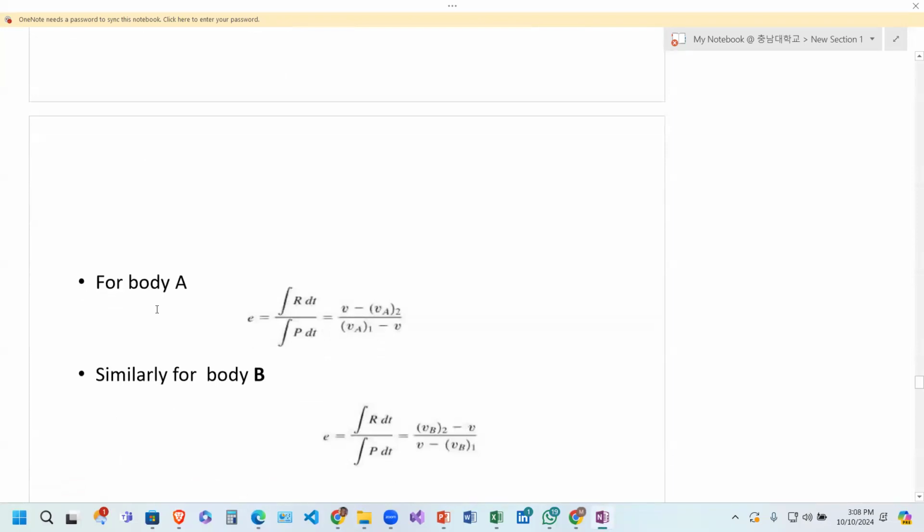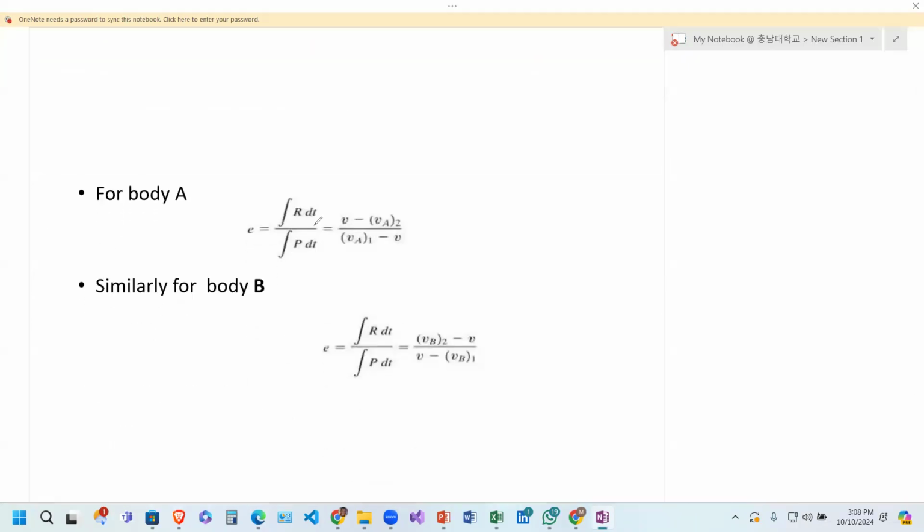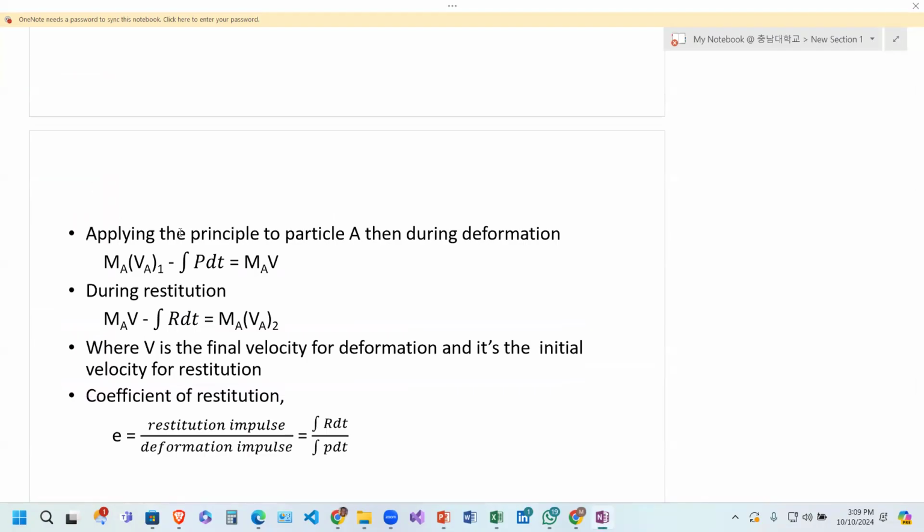Now, for body A, the coefficient of restitution will be given by the integral of r dt over the integral of p dt. When you see, we had a common velocity V, which is the velocity after deformation, as well as the initial velocity before restitution. When you rearrange these equations, you realize that we are interested in getting this part here.